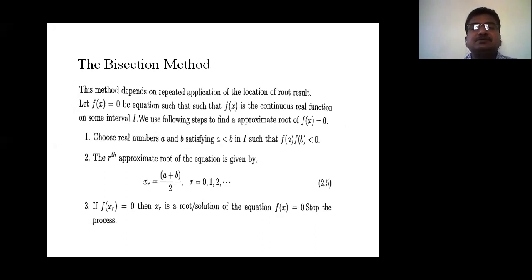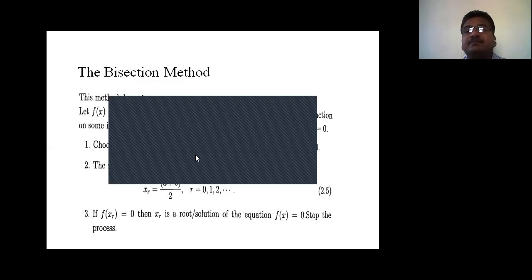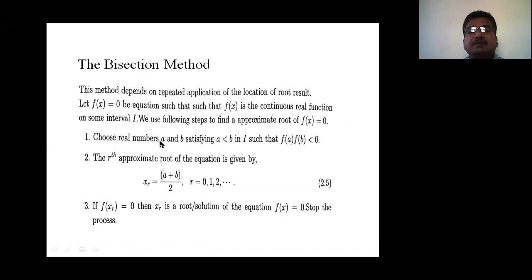What is the given equation? Suppose f(x) = 0 is the given equation, and you have to find the approximate real root of this equation. This equation is either a transcendental or an algebraic equation. So first find two real numbers a and b. Obviously, instead of real numbers, you can find two successive integers.